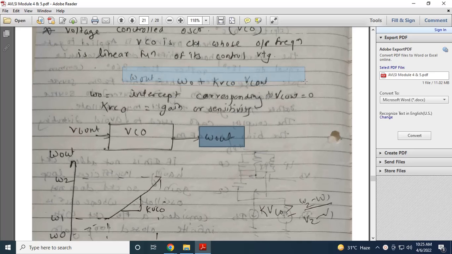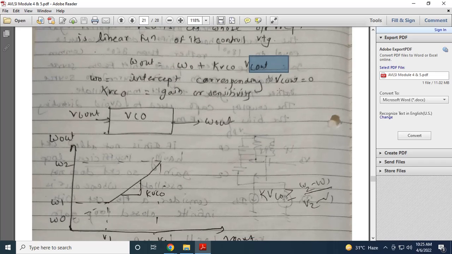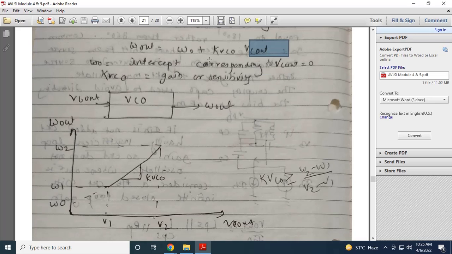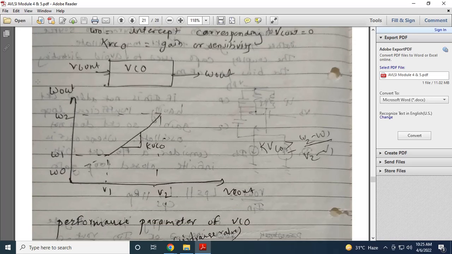So this output frequency is equal to omega 0 plus K_VCO multiplied by V_control, the controlling voltage. Omega 0 is the intercept corresponding to V_control equal to 0, and K_VCO is the gain or sensitivity. See this diagram: on the y-axis we take omega out, and on the x-axis the controlling voltage. This slope is the gain, K_VCO.